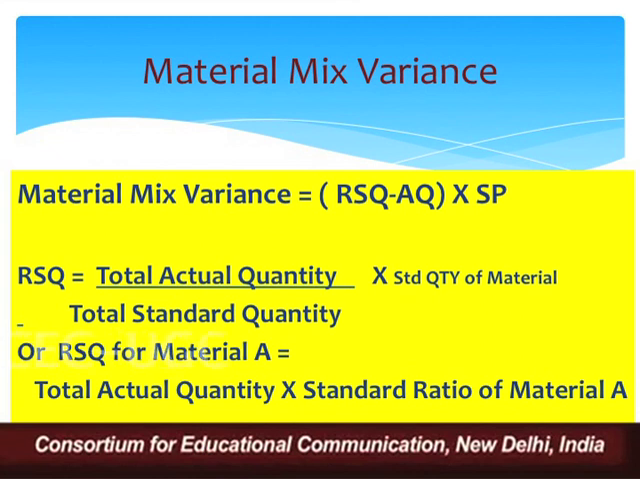In the next numerical problem which I am going to take up, you can understand how to calculate the RSQ for different types of material. So the crux of the story is that for computing material mix variance, we are coming across a new term called revised standard quantity, for which I have told you two different ways to calculate. One is the formula where you find the ratio between the actual quantity and standard quantity, and then it is multiplied with the standard quantity of the specific material for which you are computing RSQ.